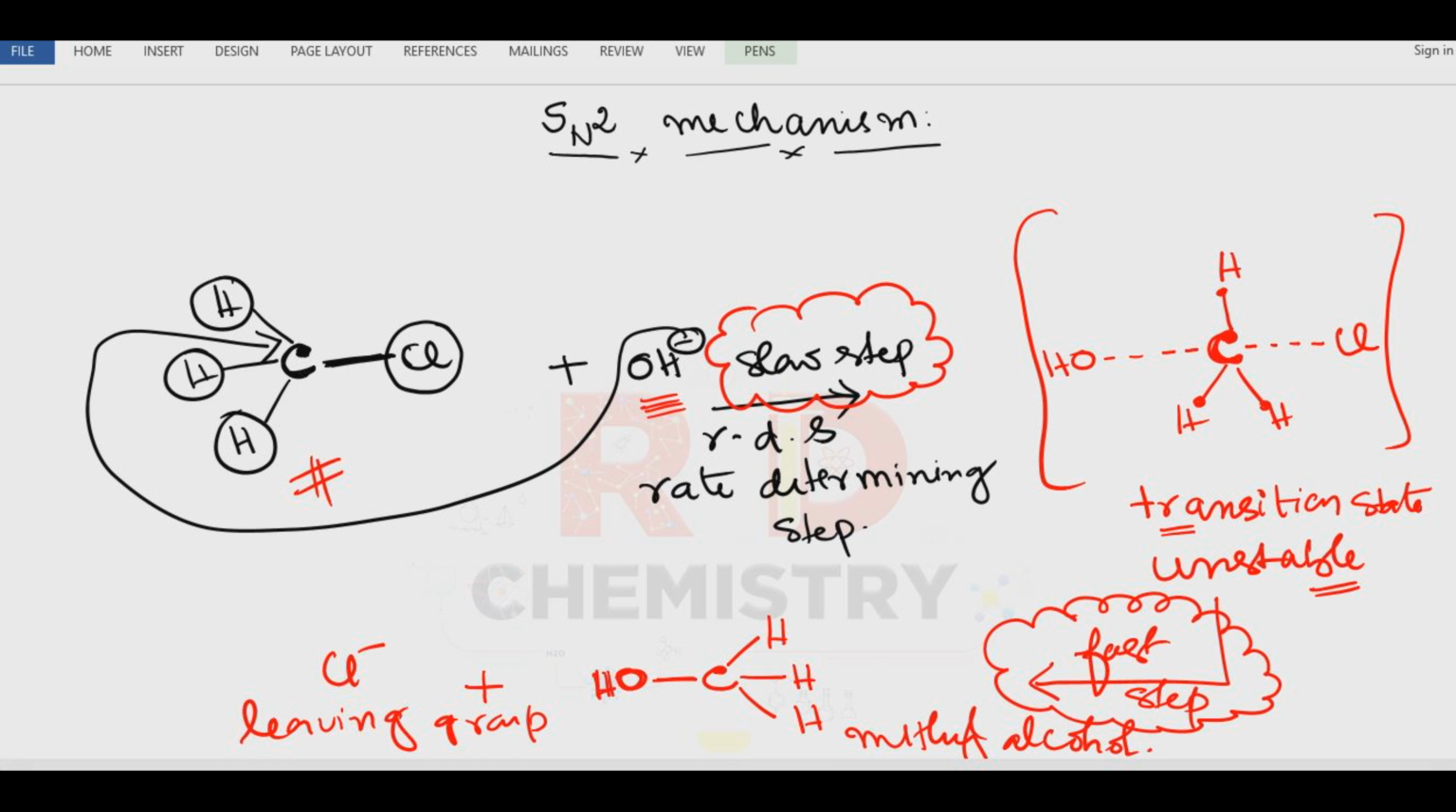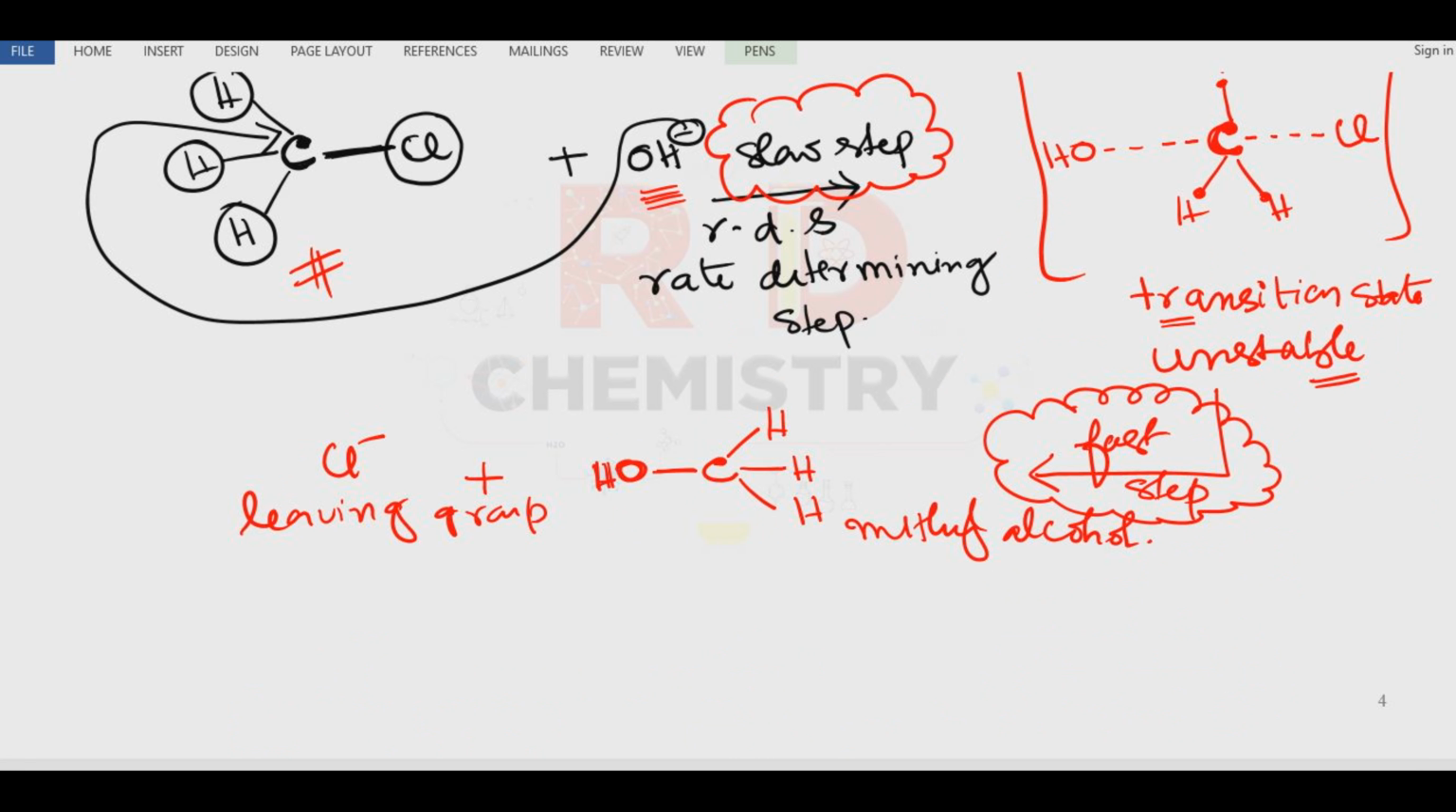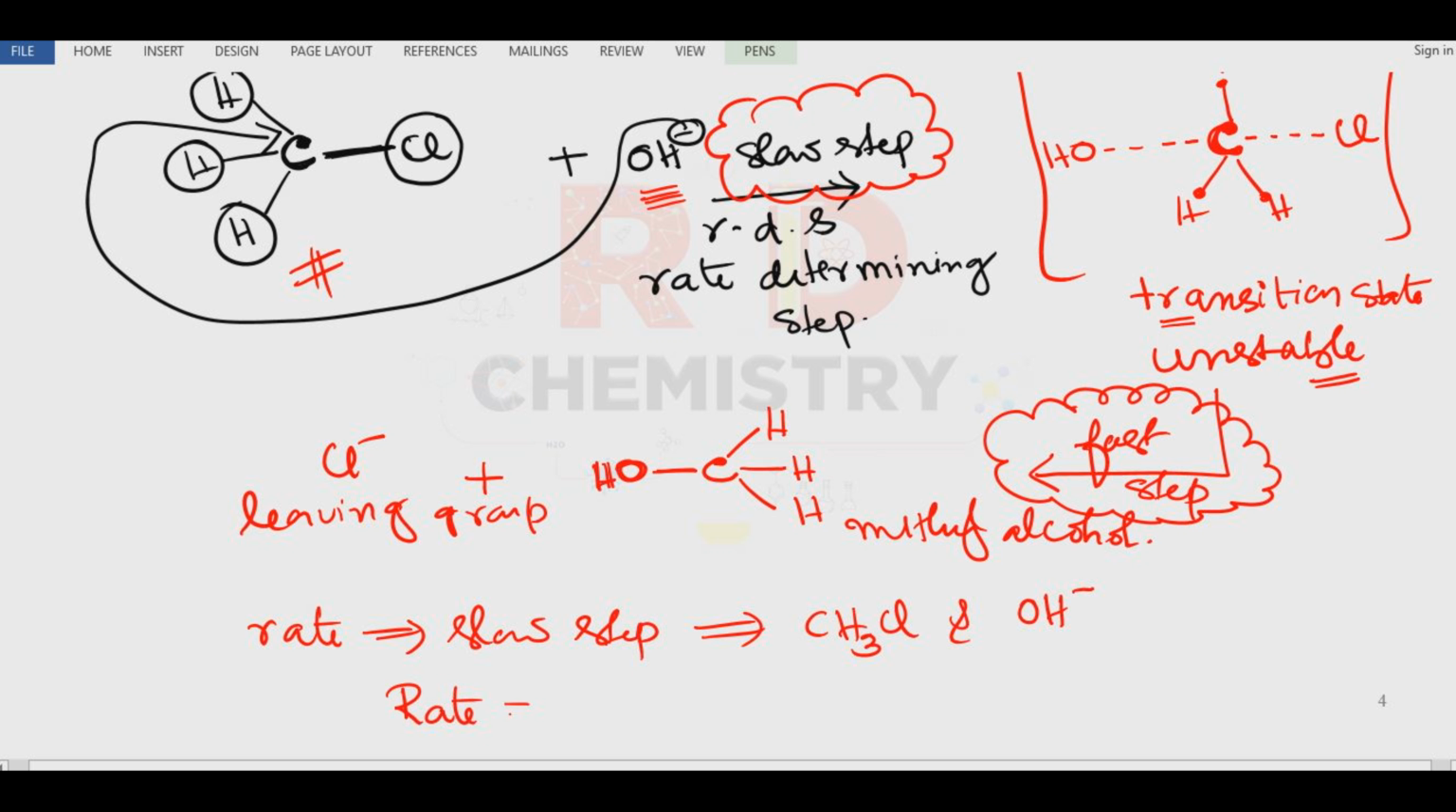Clear? Now here, rate of the reaction depends on the slow step. Correct? Slow step. In the slow step, how many molecules are there? There are two molecules, right? One is the methyl chloride and the other is the hydroxide, that's the nucleophile. Correct? So according to chemical kinetics, we write rate is equal to one constant K into the concentration of the reactant molecules. One is the methyl chloride, one molecule, the other one is the hydroxide group, only one here.